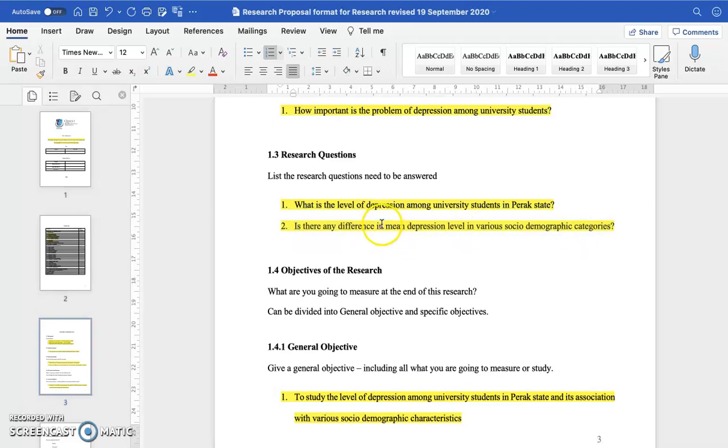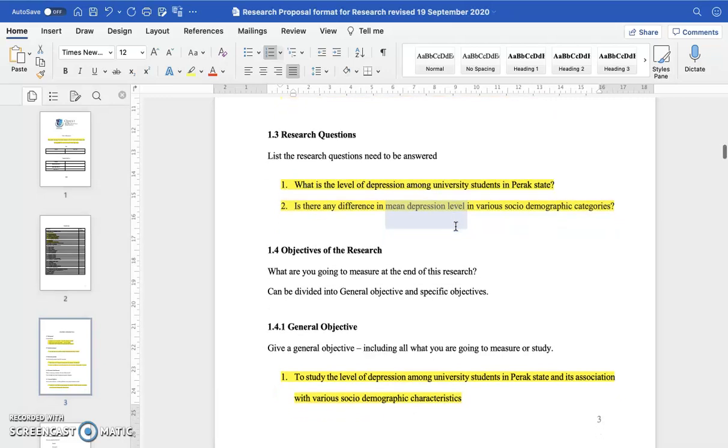That depends on your research. Sometimes your research will be finding out a mean score. Okay, in that case, you have to write the research question like this: is there any difference in mean depression level in various socio-demographic categories?